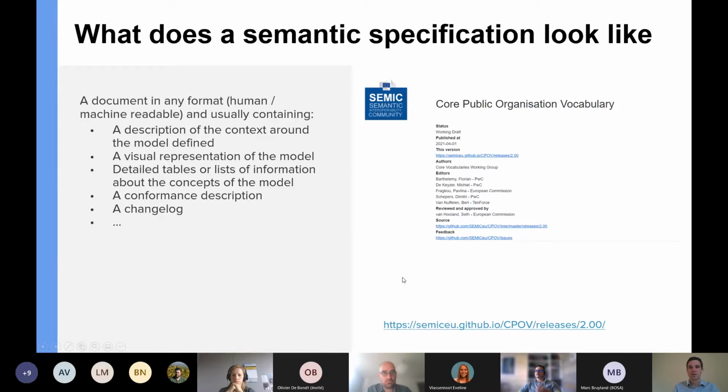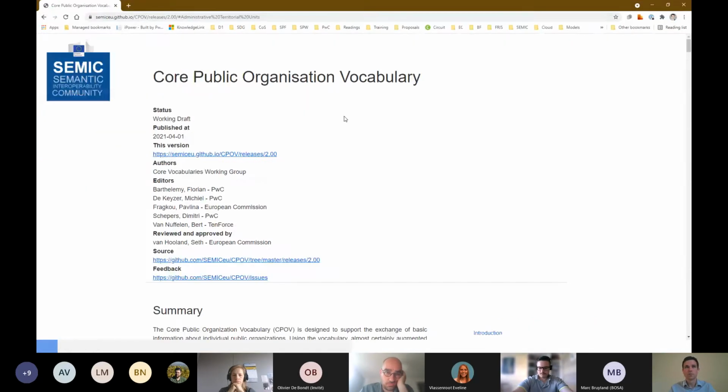Just an example of a semantic specification. I will put the link in the chat. If you give me a second. And I will also show you.